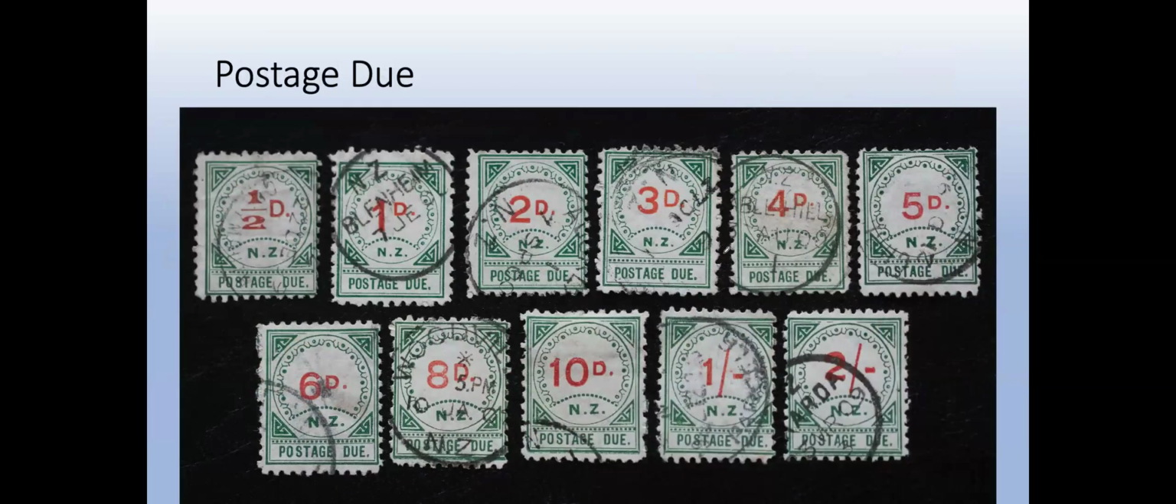Postage dues, these were produced in 1899, so letters that were posted and underpaid, the post office would put one of these on, and the person receiving the letter was required to pay the amount that was indicated by the postage due stamp.